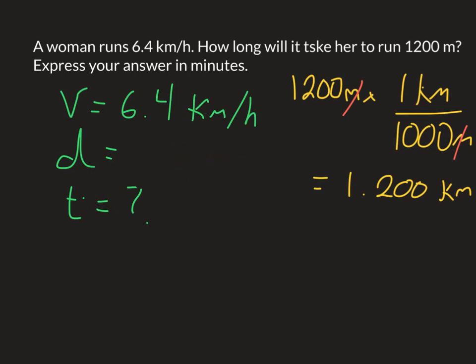Instead of writing 1,200 meters, I'm now going to write 1.200 kilometers. Okay, so basically now, these guys, I say they can talk to each other. They're now speaking the same language because they have the same unit in them. Now we can actually do this question that's being asked of us.